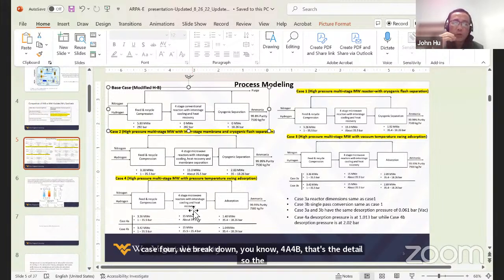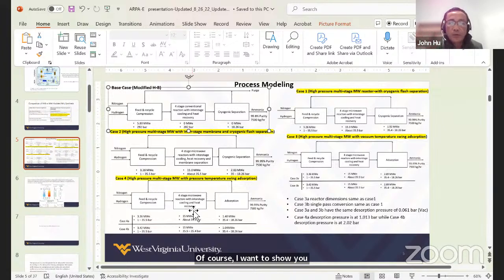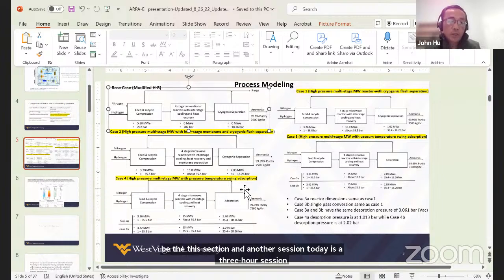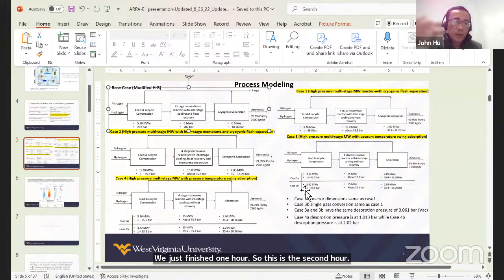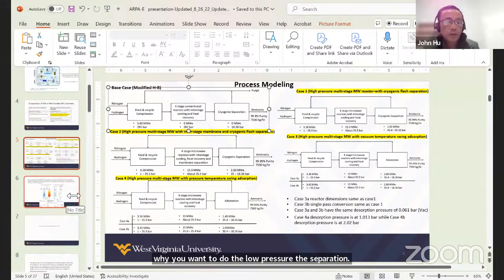First, I want to show you the technology for the different separations. Then at the end, I'm going to show you the whole TEA. So it's going to be this section and another section. Today is a 3-hour session. We just finished 1 hour, so this is the second hour. We are going to talk about the different separation technologies, so you understand why you want to do the low pressure separation. And then we are going to show you the TEA.